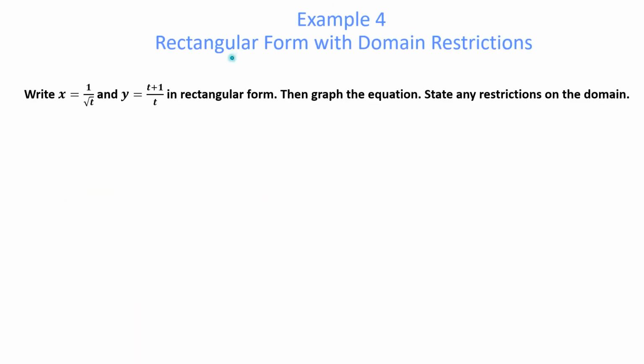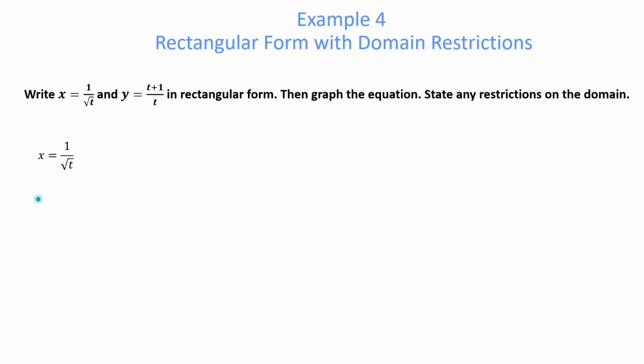Example 4. Rectangular form with domain restrictions. So here the difference is we have to write the equation in rectangular form, but there will be some restrictions on the domain. Let's check. Write x equals 1 upon root t and y equals t plus 1 upon t in rectangular form. Then graph the equation and state any restrictions on the domain.